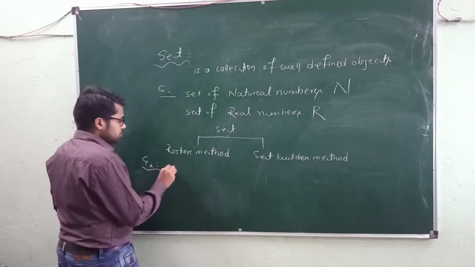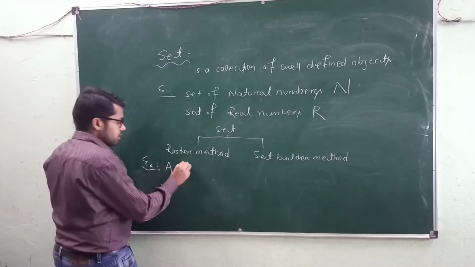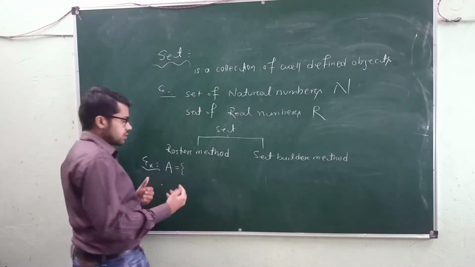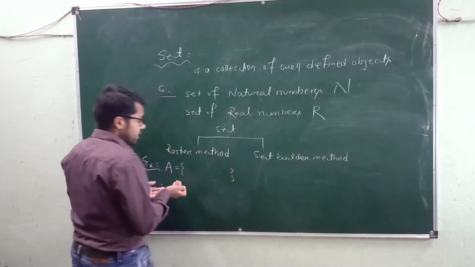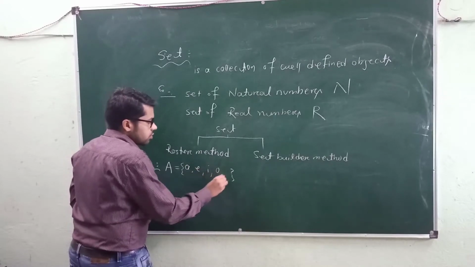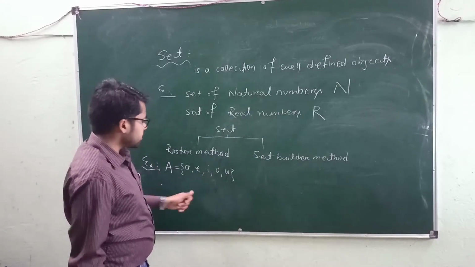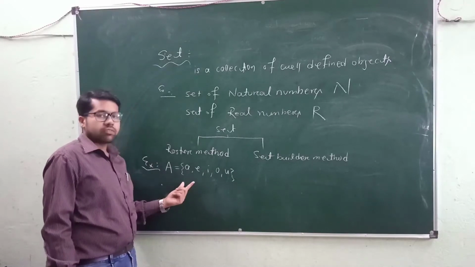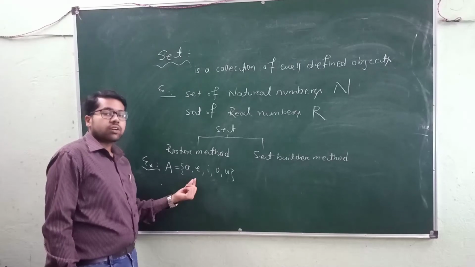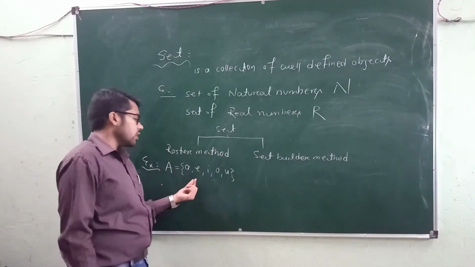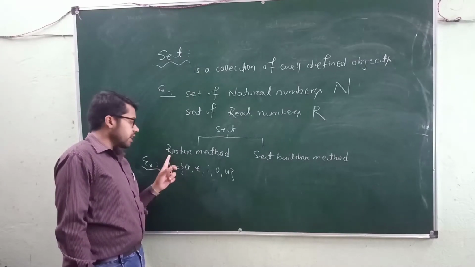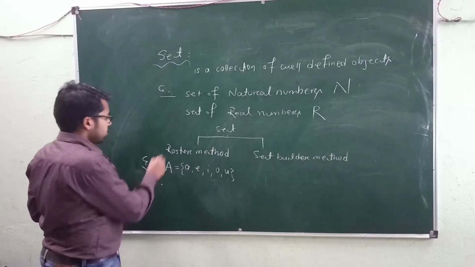Recall one example of the roster method. It is very simple. Let A be the set. You remember a set is represented with the help of braces, two braces, right? And the elements are separated by commas. I can write A, E, I, O, U. Is it a set? Yes, obviously it is a set because it is well defined. How? We have taken here the collection of all English vowels of the English alphabet. So that's why it is a set, and it can be represented by the roster method or listing method. Another name is listing method.